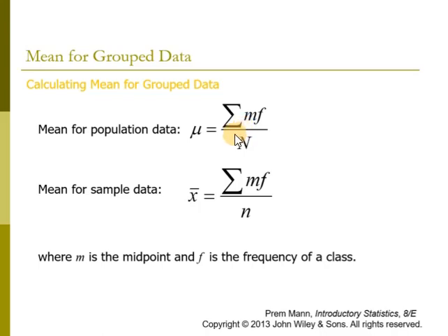The sum of this product, denoted by the approximation for the sum of all values, is then divided by the total number of observations in the data, which is n. This is for the population, and this is for the sample. For the population, the mean is mu and n is a capital letter. For the sample, the mean is x bar and n is a small letter for the total number of observations.